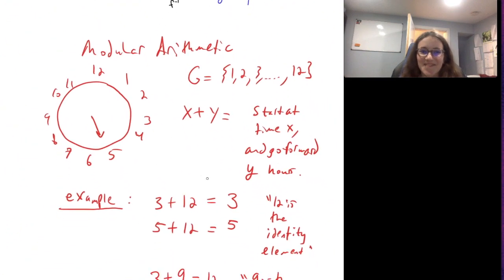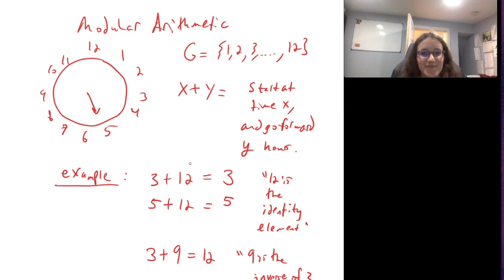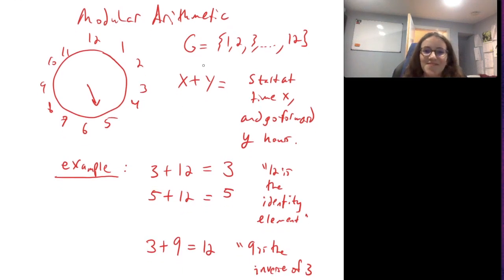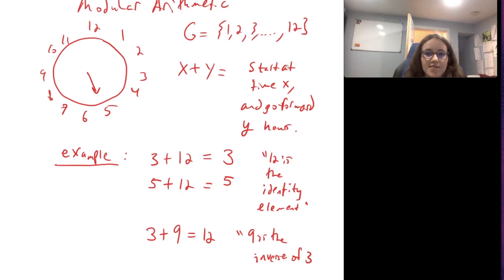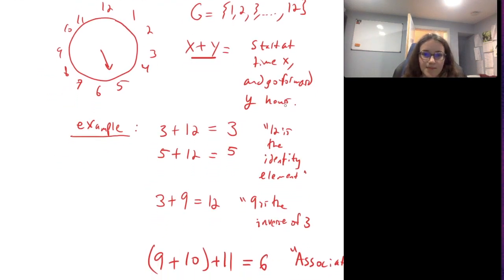So, here's some modular arithmetic. If you look at that picture, it's a picture of a clock. And there it is. So you can have a set G that goes from 1 to 12 inclusive. And if you do x plus y, or you start at time x and go for y hours, there's some examples.